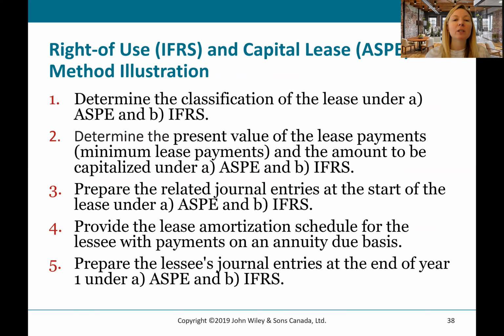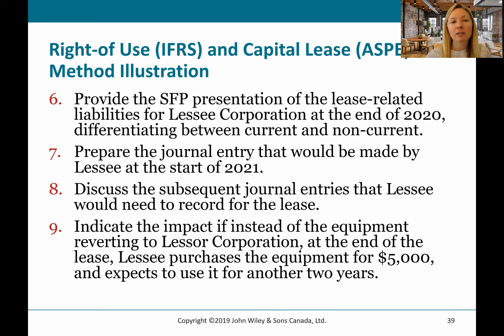Okay, so now we've determined the classification of the lease under both ASPE and IFRS. So ASPE was a capital lease and IFRS, it was a right of use asset. So number 2, determine the present value of the lease payments or the minimum lease payments and the amount to be capitalized under IFRS and ASPE. So in that case, we have the $100,000 that we just calculated. And our third ask is to prepare the related journal entries at the start of the lease under both ASPE and IFRS. So let's take a look at what that looks like.